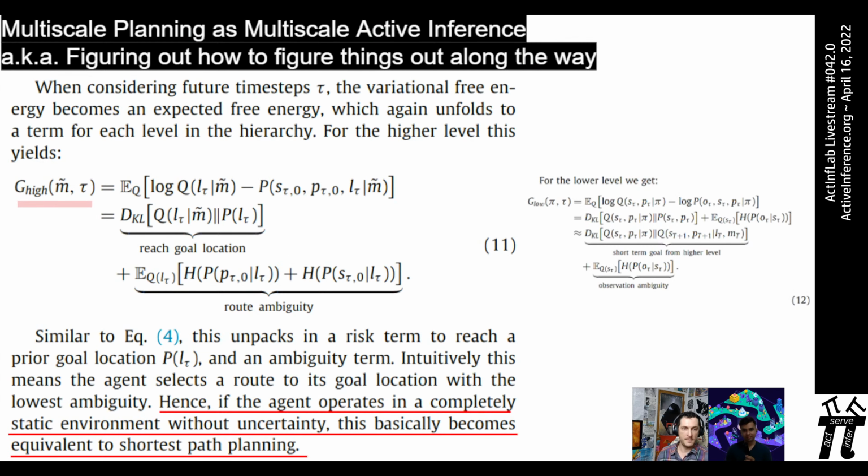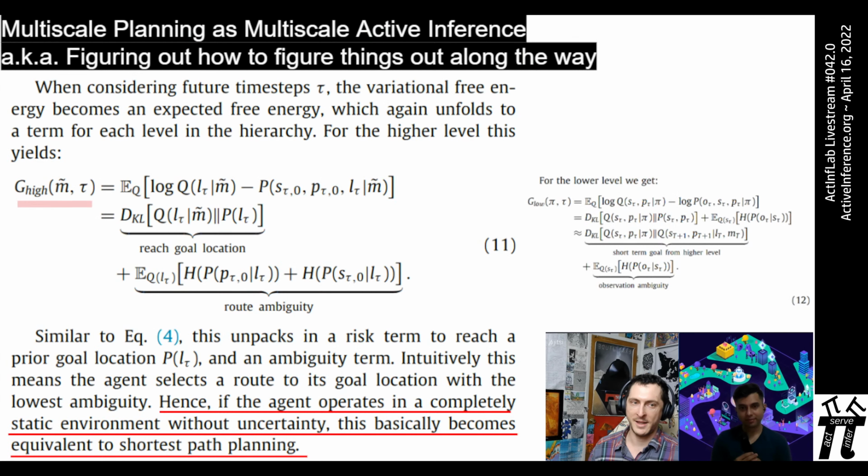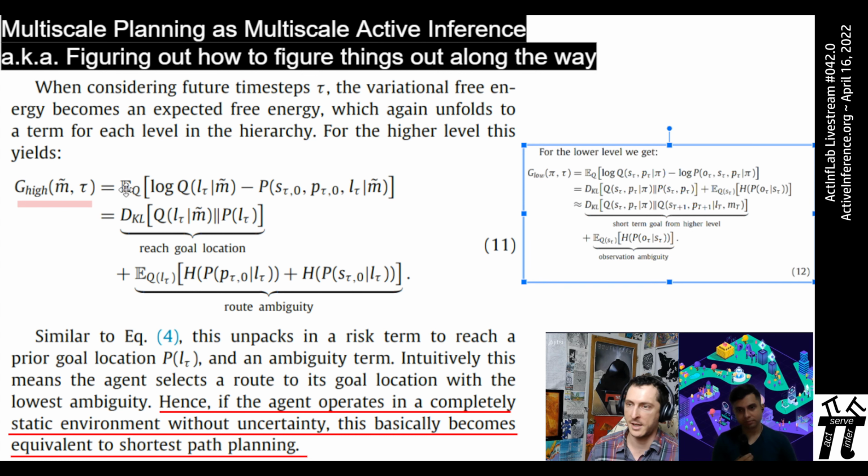Awesome. So now they're going to make that F to G move. When considering future time steps tau, the variational free energy becomes an expected free energy, which again unfolds to a term for each level in the hierarchy. So they're going to do that F high and F low type decomposition, but it's going to be about G, the expected free energy. And so here's the low on the right and the high on the left.